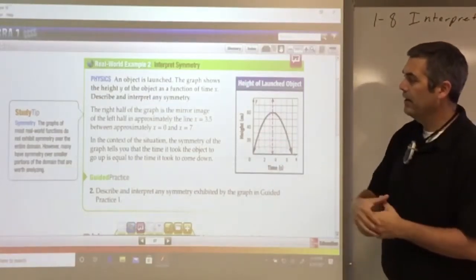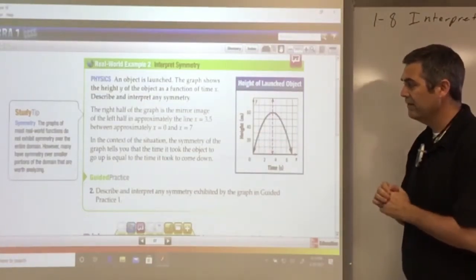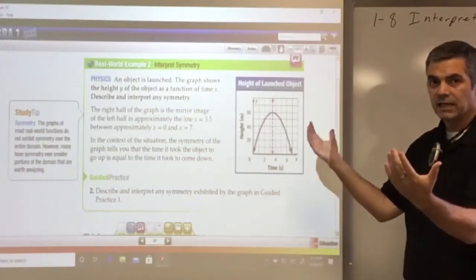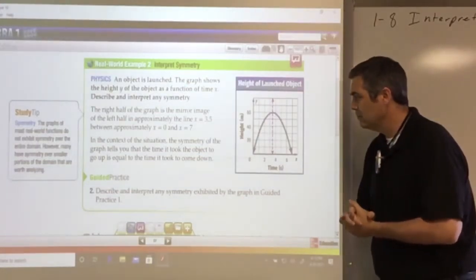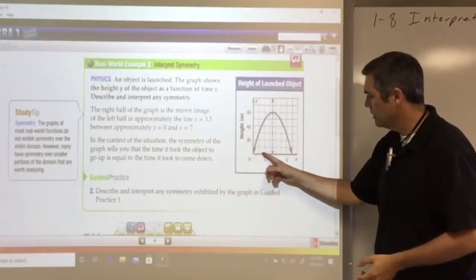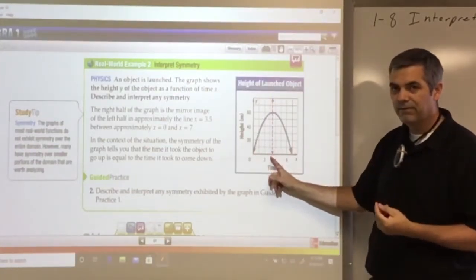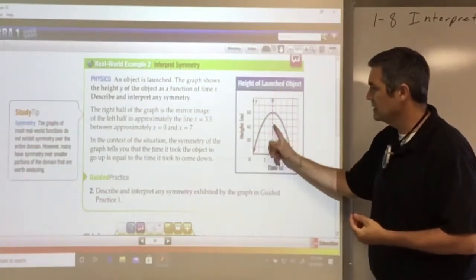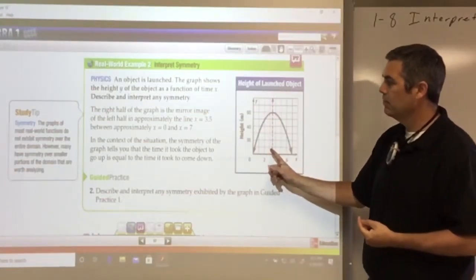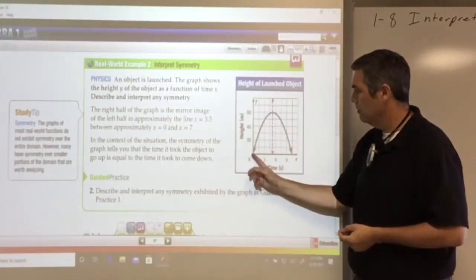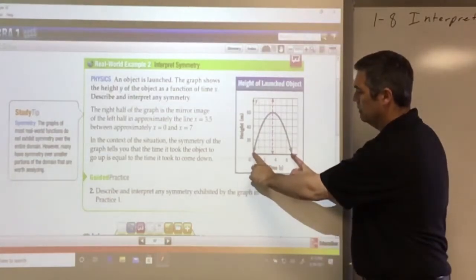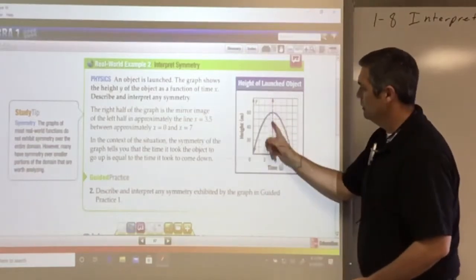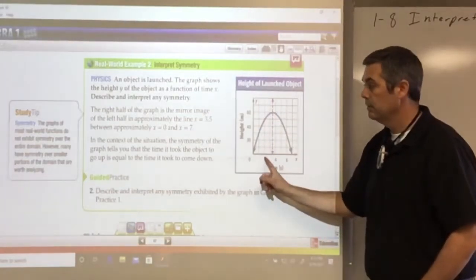Well, the right half of the graph is the mirror image of the left half. Again, this side is exactly the same as this side. And approximate line x equals 3.5. So they come across here, they go, hey, 3.5. At 3.5, we have a line of symmetry between approximately x equals 0 and x equals 7. So here and here, here's our line of symmetry in between those.